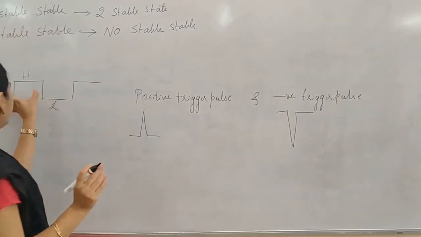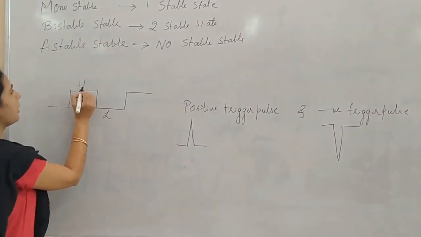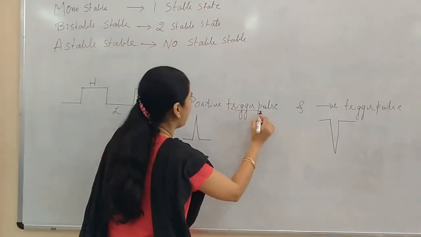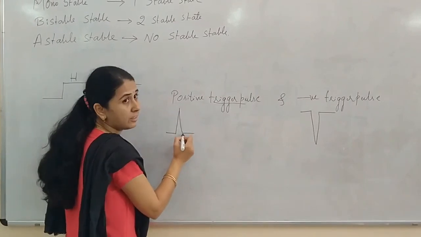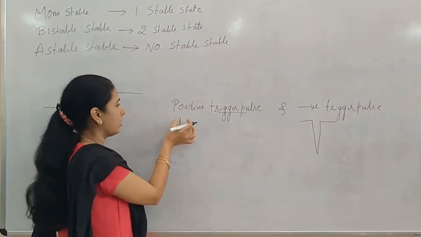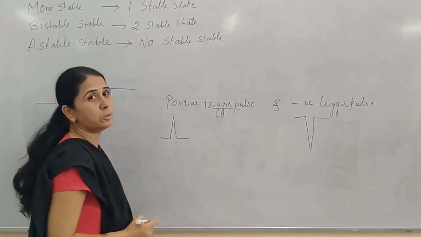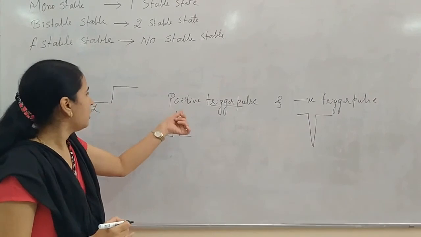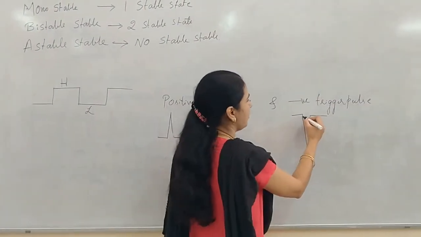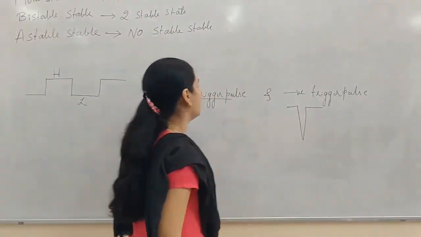The difference between this high pulse and the positive trigger pulse is that in this one you can see it remains high for a very long time. If I say trigger pulse, it will remain high for a very short time, in terms of milliseconds, not even a millisecond, less than a millisecond. This type of pulse is called a positive trigger pulse. If it remains high for a very small time, then it is called a positive trigger pulse. If it remains low for a very short period, then it is called a negative trigger pulse.